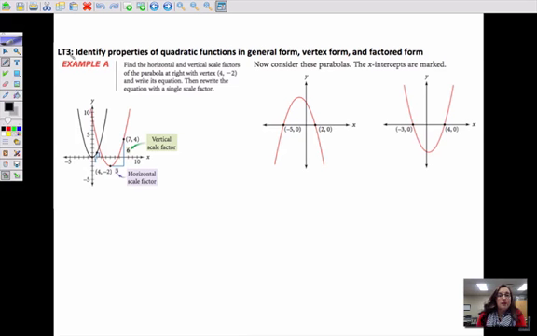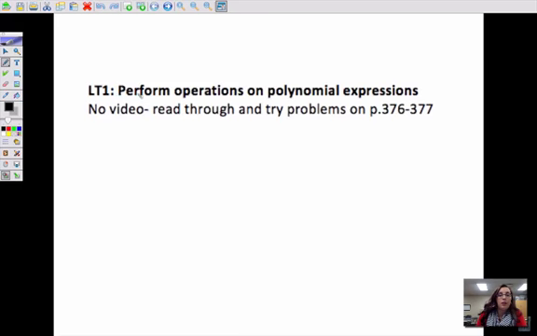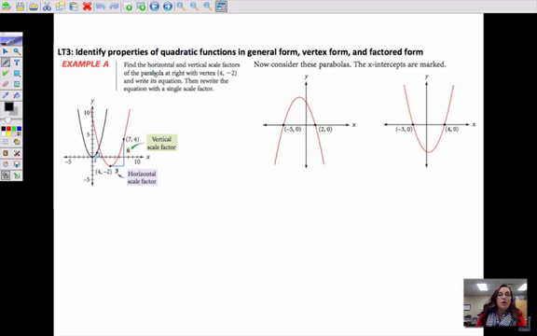In this video, we're going to talk about learning target 3. You just finished up learning target 1, which is performing operations on polynomial expressions. So we're going to talk about learning target 3 now, which is just the different forms that an equation can come in. And we're going to apply these two learning targets together eventually to change between the forms. But first, we just have to talk about general form, vertex form, and factored form.